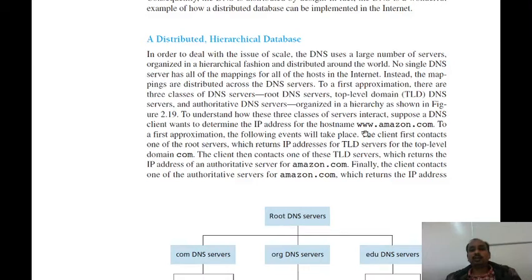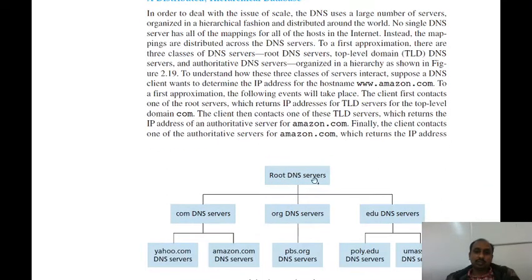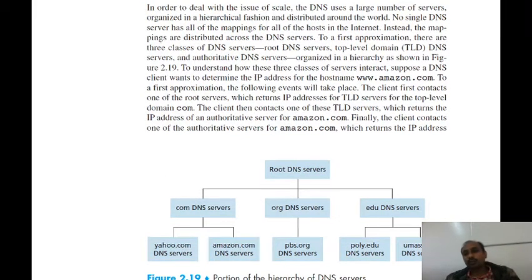Now, let me take an example. I am going to get an IP address for www.amazon.com. When I type it in a browser, the browser will send a query to the DNS server. When the client sends the query, it first contacts the root server. See here in this diagram, this is the root server. The top level is the root DNS server, the next level is the top level domain servers, and the next one is the authoritative servers.